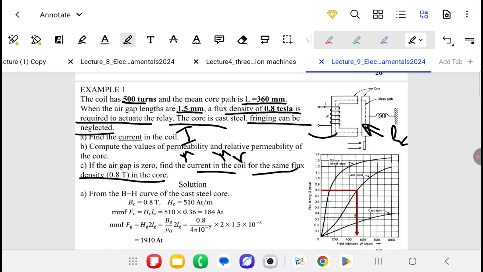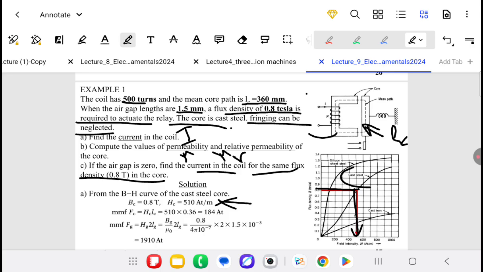Now we have the type of material, which is cast steel, and we have B. We can enter the BH curve with B equals 0.8 and reach the curve of the material, which is cast steel. Then we move downwards to read the value of H. We have H from the curve equals 510 ampere turns per meter.